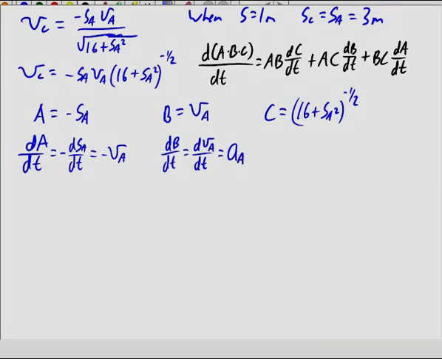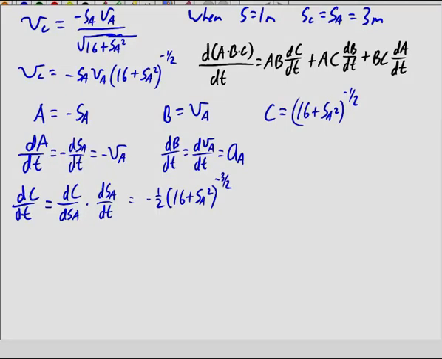And then c. Just like we did previously, we're going to have to take c and use the chain rule. So for the derivative of c, I'm going to use a new line down here. The derivative of c with respect to time is going to be equal to the derivative of c with respect to SA times the derivative of SA with respect to time. Let's do the derivative of c with respect to SA first. That's just going to be negative 1/2. Bring the negative 1/2 down, multiply it by (16 plus SA squared) to the negative 3/2.